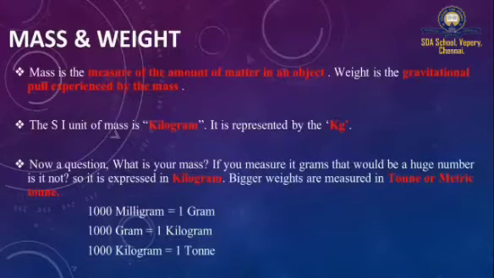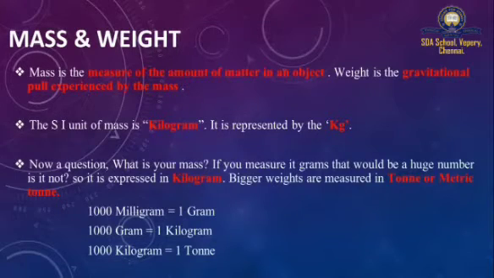Next, we'll move on to mass and weight. So what does mass mean? Mass is the measure of the amount of matter in an object, whereas weight is the gravitational pull experienced by the mass. Now, hold a sheet of paper in one hand and a book in another. Now, which hand feels the heaviness? The mass of the book is more than a single sheet of paper.